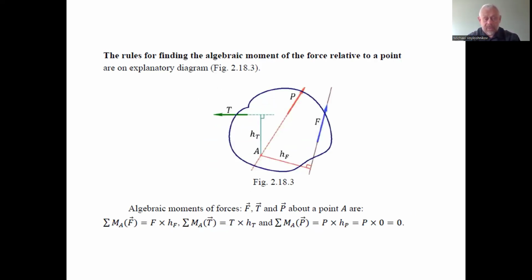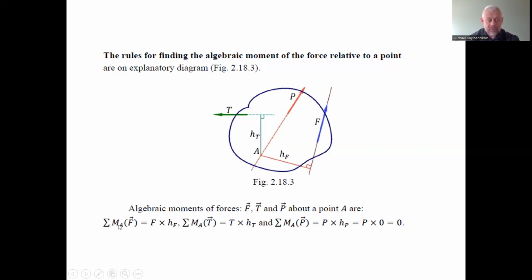The rules for finding algebraic moments of a force relative to a point. If we have a mechanical body and a point of rotation, we have forces, for example here in the picture we have P, T, F, three forces. So, the algebraic moment of forces in the plane. When we consider the flat state of balance of the mechanical system of bodies, for the flat state the rotation moment is an algebraic magnitude. So, the algebraic moments of forces F, T, and P are about the point A.